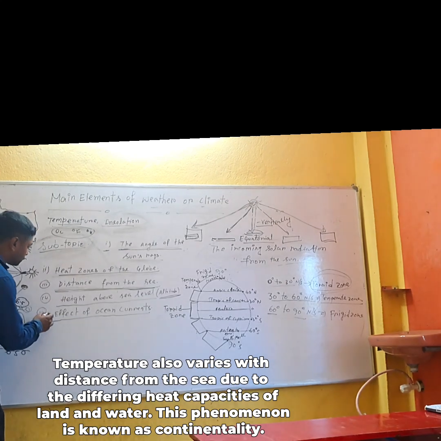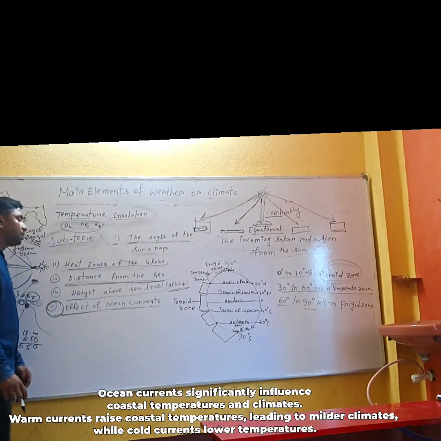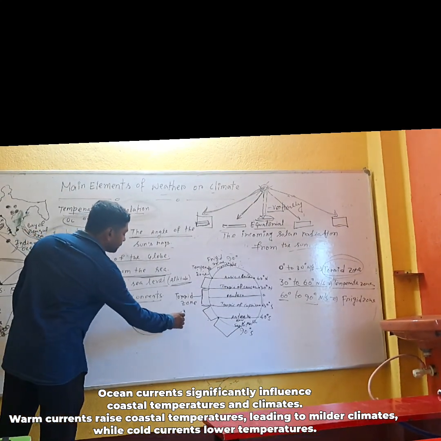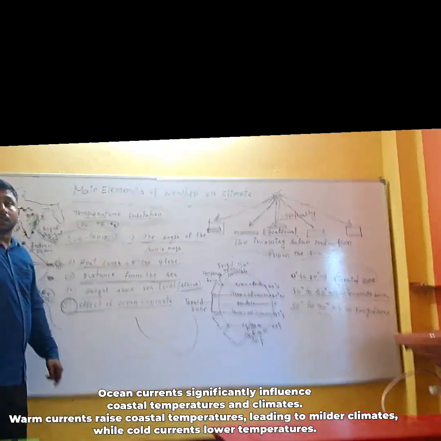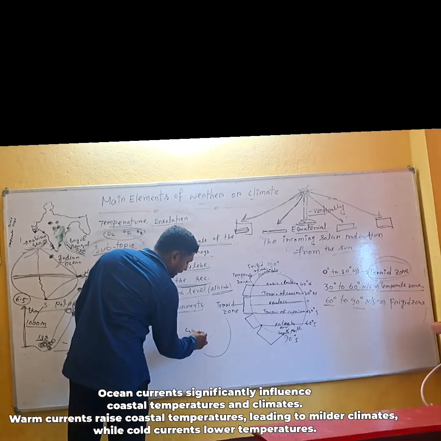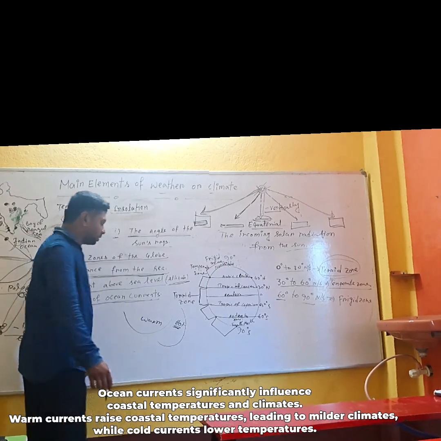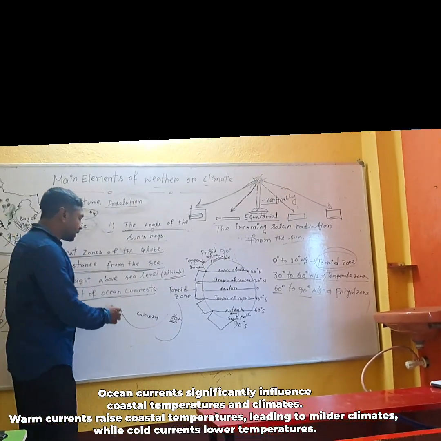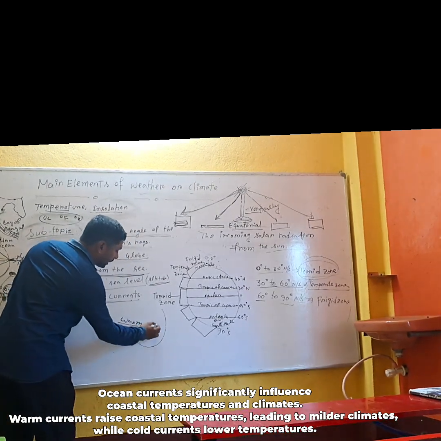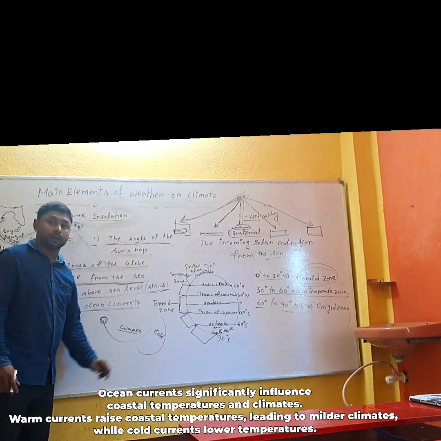In the last subtopic we discuss today, the effect of ocean currents. See, ocean currents have two types: the warm ocean current and the cold ocean current. For example, the one from Peru. Warm means warm, and cold means cool.